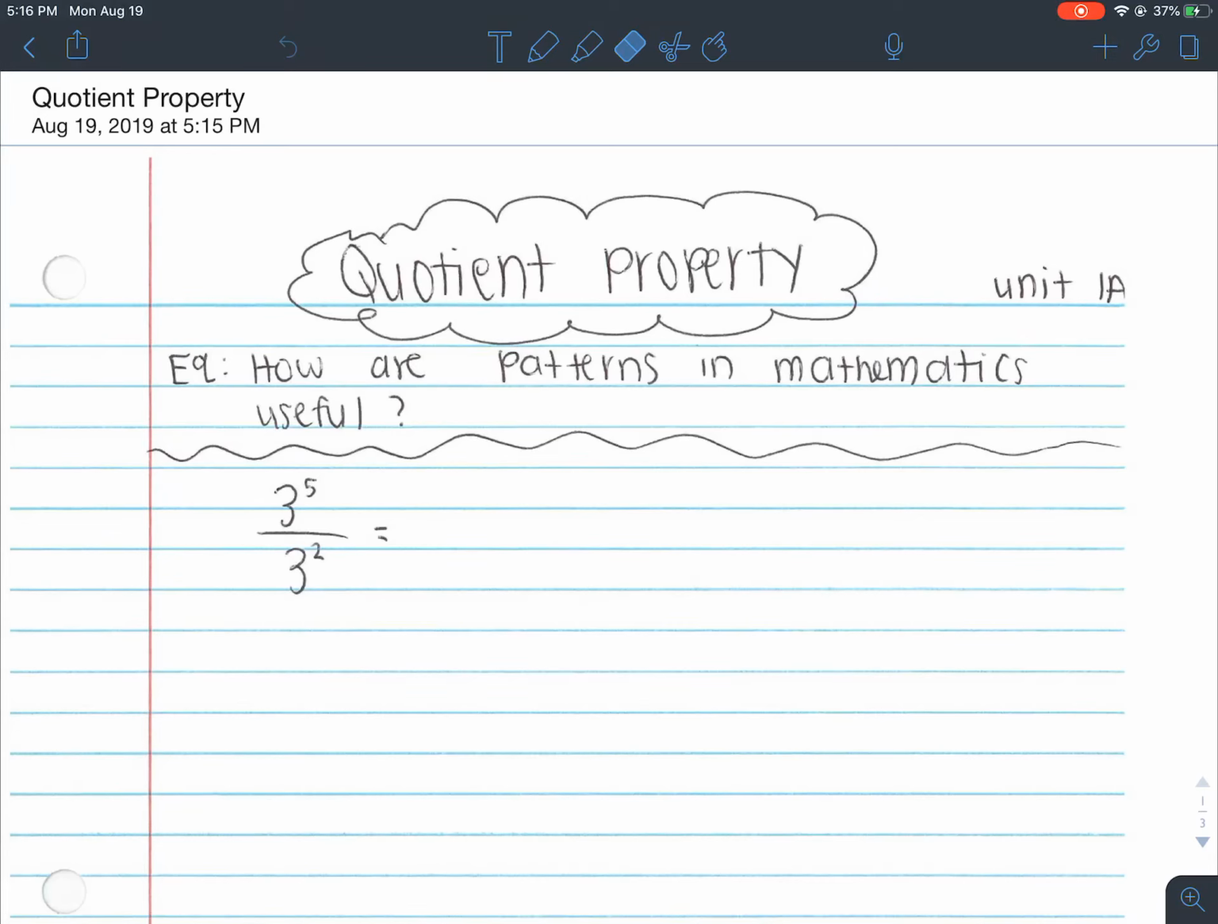Hey guys, welcome to the notes for quotient property. The last set of notes that we did was the power property and the product property. So we're going to learn the quotient property today.